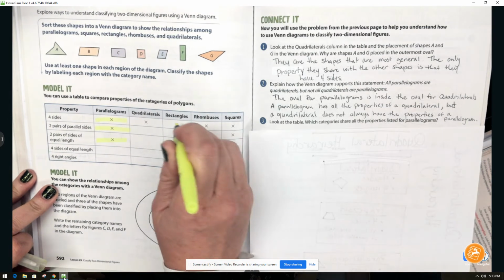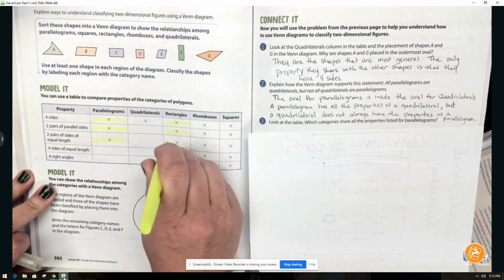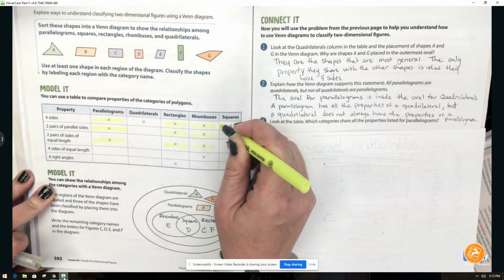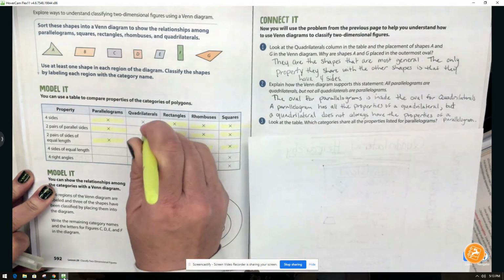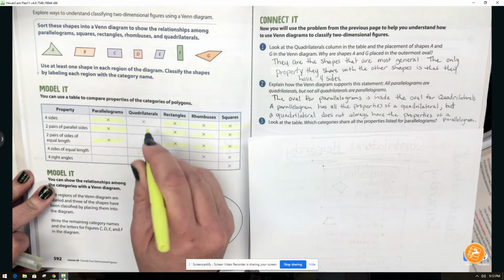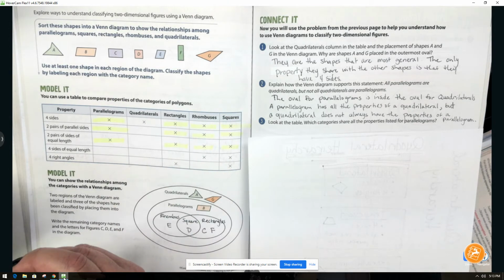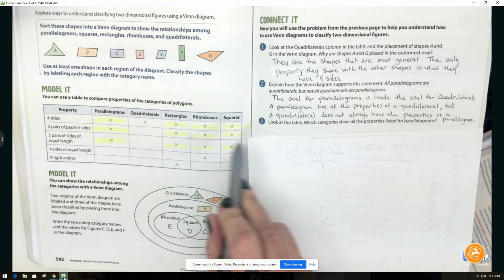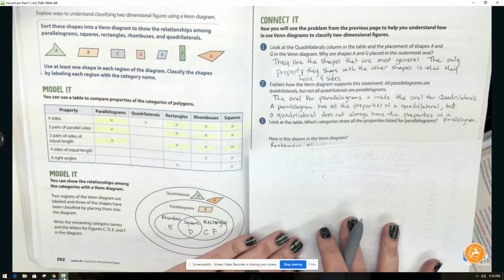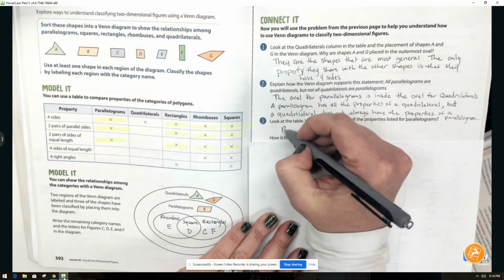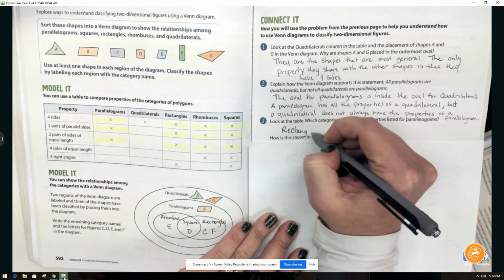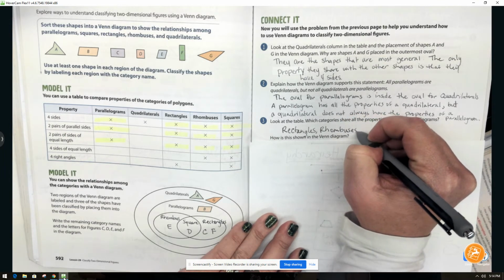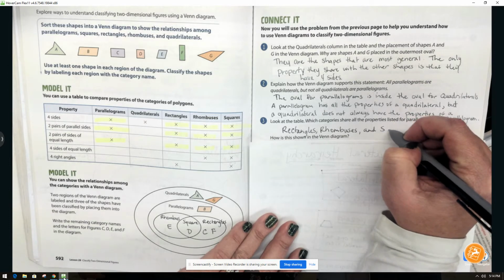So rectangles have, yes, yes, yes. Rhombuses, yep, yep, yep. Square, yep, yep, yep. Quadrilateral, well, it has one, but it's missing the other 2. So the only shapes that have all the same qualities of a parallelogram are rectangles, rhombuses, and squares.